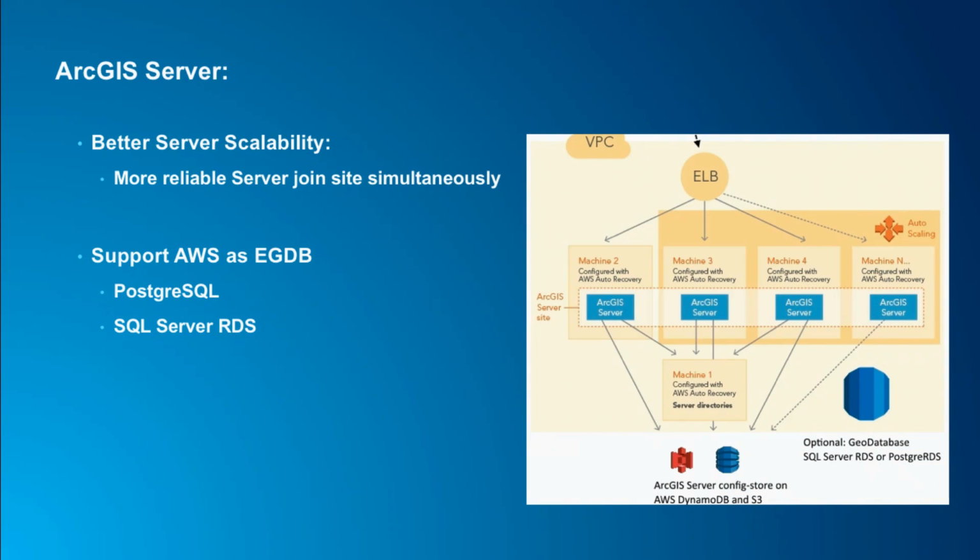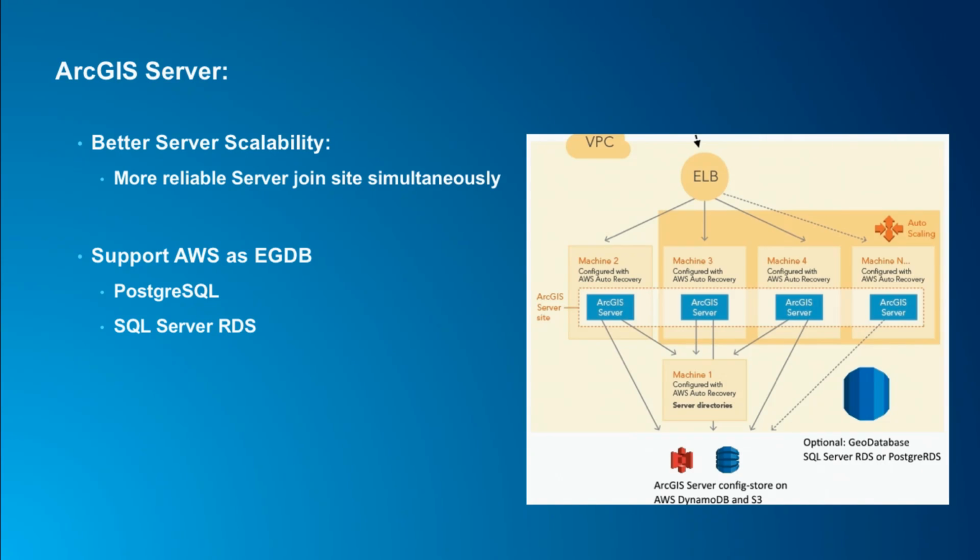And for ArcGIS Server, the scalability part, we know ArcGIS Server can scale up. You can have a lot of machines in this site. Another thing we did is we made the join site command more robust and faster to scale. You can have multiple machines join simultaneously. This feature is very transparent to you. You don't really see anything change. We just implemented it on the back end. You'll notice that it scales up faster.